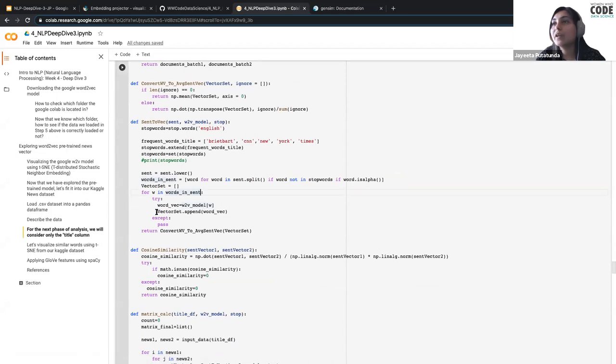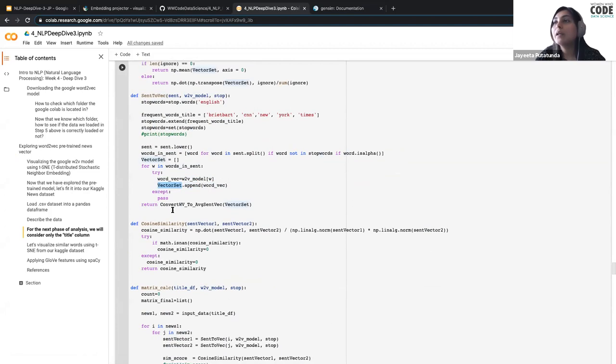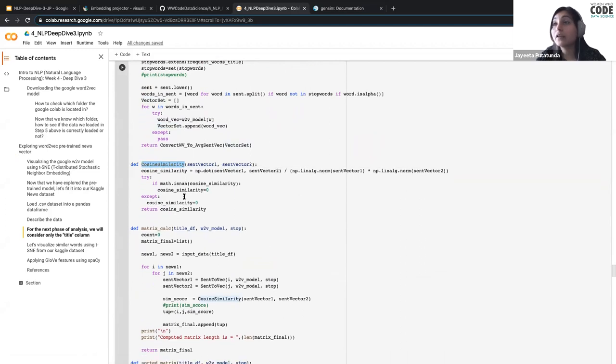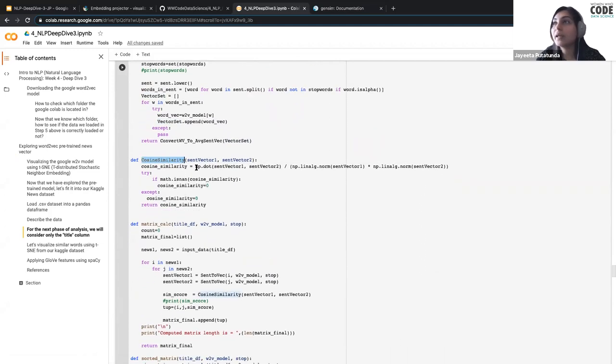And then we are creating this vector set by appending each of the words' vector representation into this thing called vector set. Now there's another function here that calculates the cosine similarity, doing it in a very clear dot product. The formula is very simple, and you can look it up. It gives you the cosine similarity score value for sentence vector one and sentence vector two, which are two of the list of documents that we had passed.